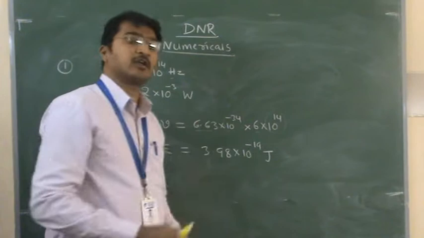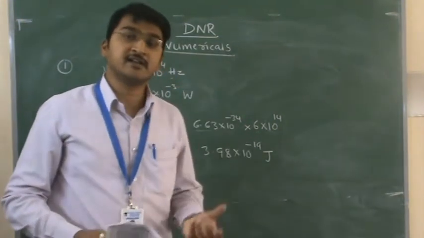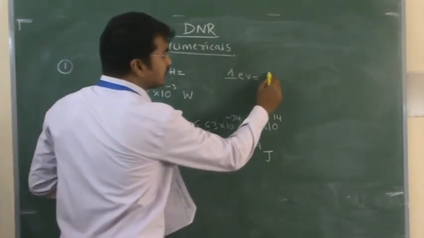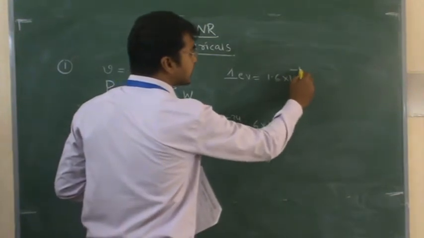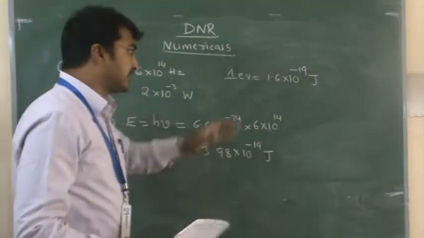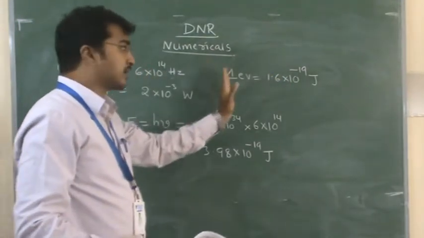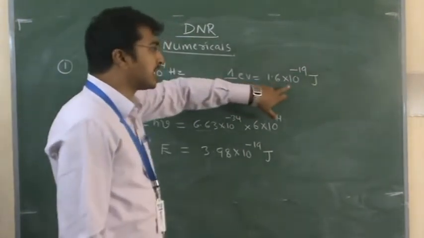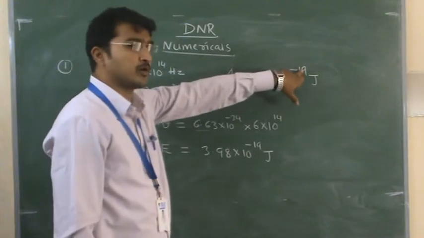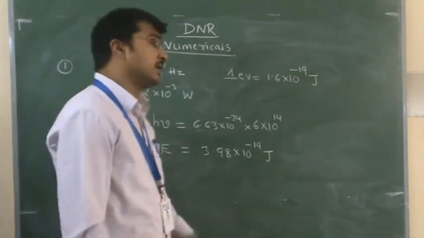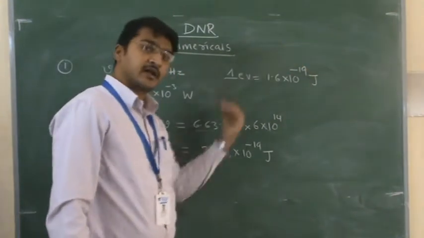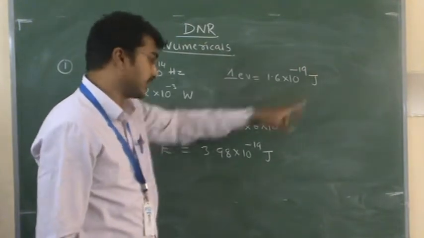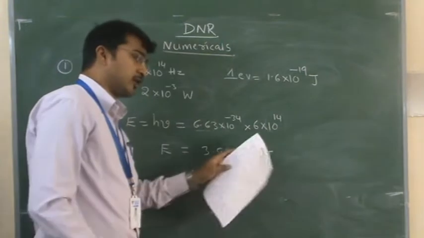If the question asks to find the energy in electron volts, as we know, 1 electron volt is equal to 1.6 into 10 to the power of minus 19 joules. I already said how to convert. To convert electron volts into joules, simply multiply the value with 1.6 into 10 to the power of minus 19. But to convert joules into electron volts, you should divide the value with 1.6 into 10 to the power of minus 19. So what we have is 3.98 into 10 to the power of minus 19.